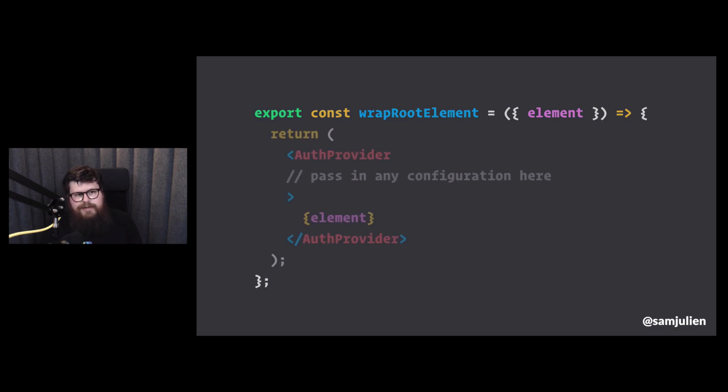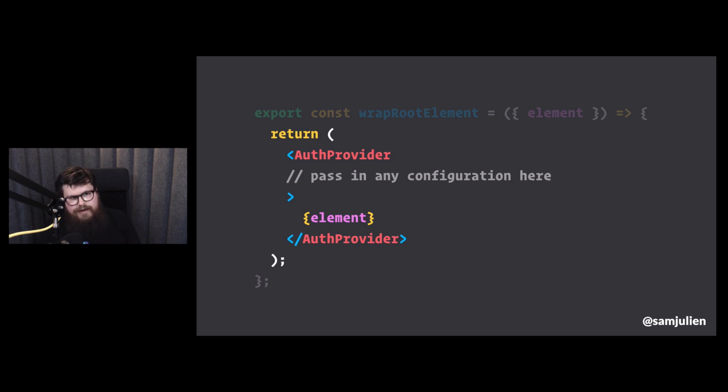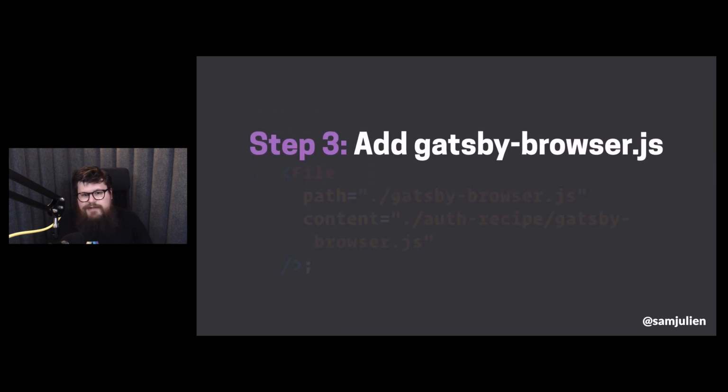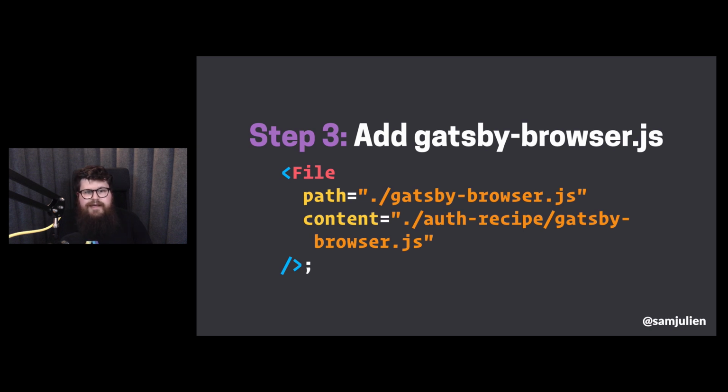So we're going to use wrapRootElement, pass in our auth provider, and wrap our element in that. This is where you would put any configuration that you have for your auth provider. So step 3 of our process is to add Gatsby Browser. Again, we can use the File component and pass in a path for Gatsby Browser and the content in our recipe folder. If you were using a gist, by the way, you could also pass in directly the URL of the file in the gist. So it could be either a relative path or an actual URL to the raw MDX of the GitHub gist.